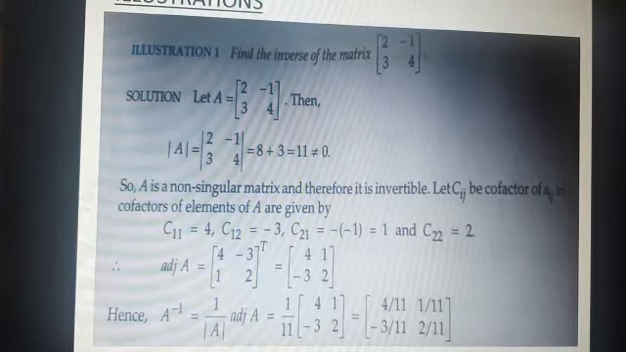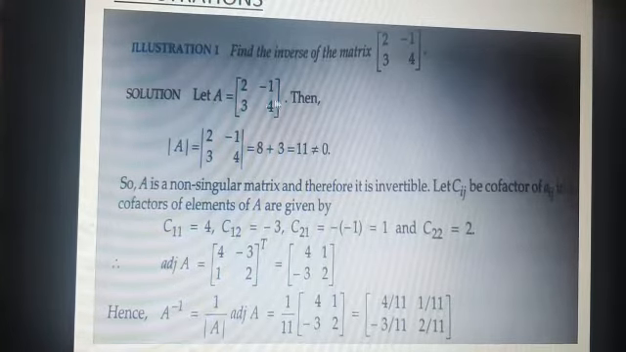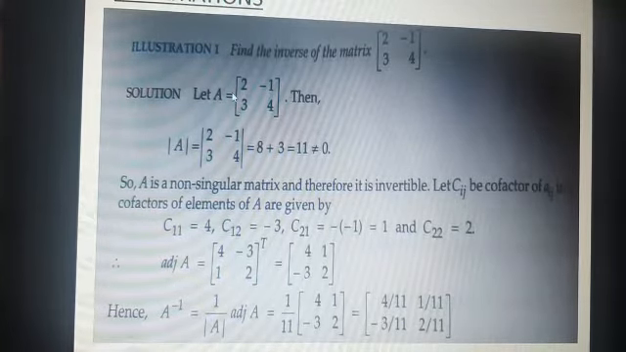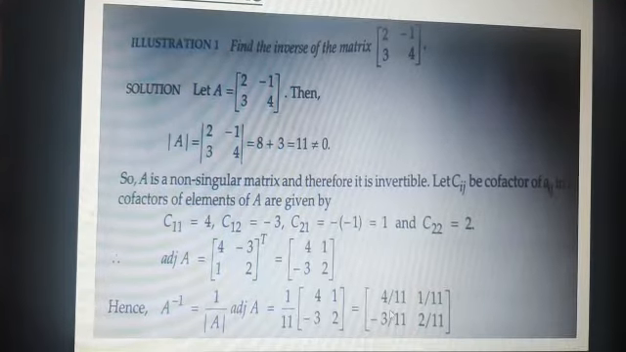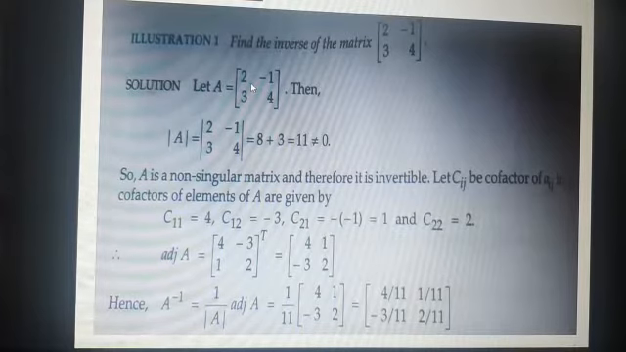You can check this answer also, whether it is correct or not. For that you have to multiply the matrix A with this A inverse. If you multiply A with A inverse, you will get an identity matrix. If the answer is correct, then by multiplying A with A inverse, you will always get an identity matrix.